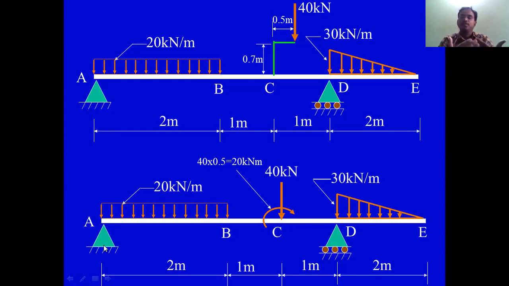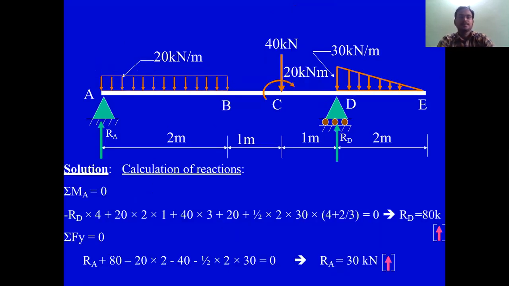First, the summation of moments at a single reaction is 0. Second, the summation of forces in the vertical direction is 0. In the horizontal direction there is no force acting, so only in the vertical direction the summation of forces should be equal to 0. These two are the important steps to find the reactions at the supports A and D. Supports produce reactions in the upward direction, that is RA, RB, RD.